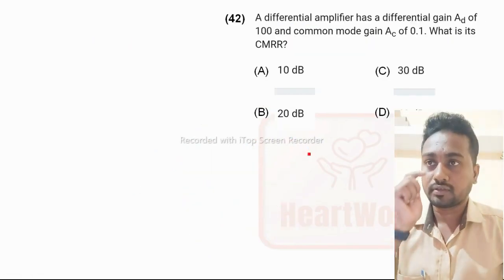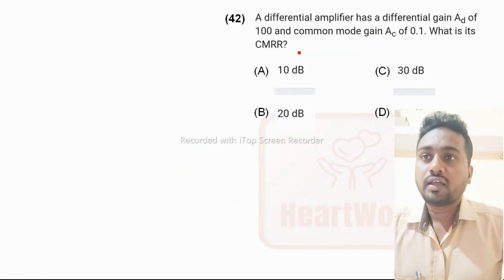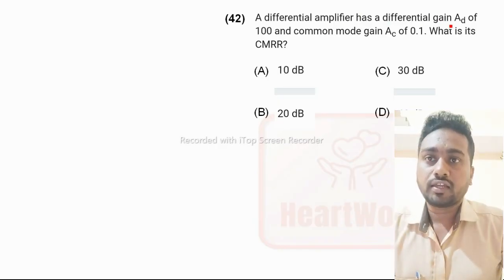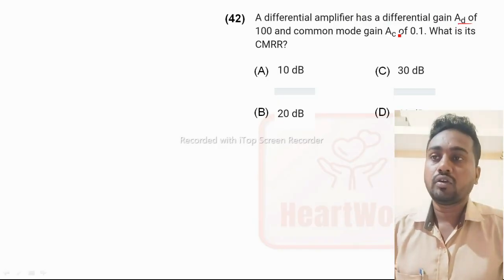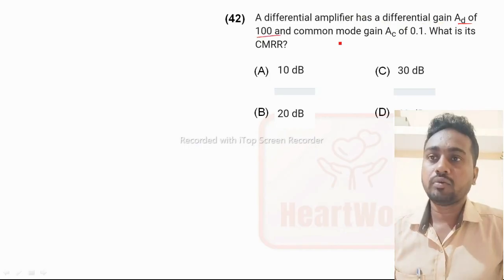Okay, next. A differential amplifier has a differential gain AD of 100 and a common mode gain is what?